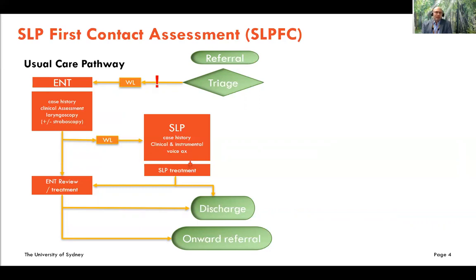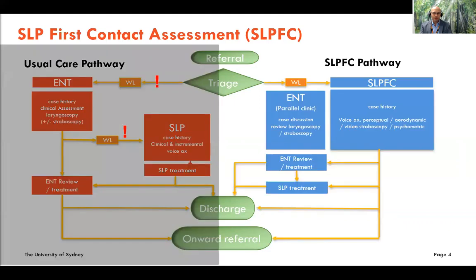However, a significant number of patients wait longer than clinically recommended for their ENT outpatient appointment in Australia, and this delays their access to speech pathology treatment pathways. The Speech and Language Pathology First Contact Clinic is an expanded scope model where patients can be triaged quickly, with the SLP conducting routine clinical assessments in a parallel clinic to ENT.